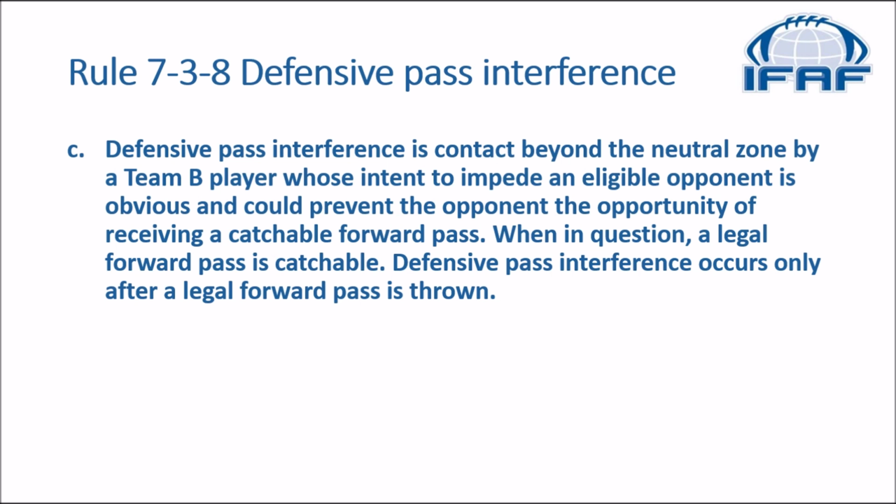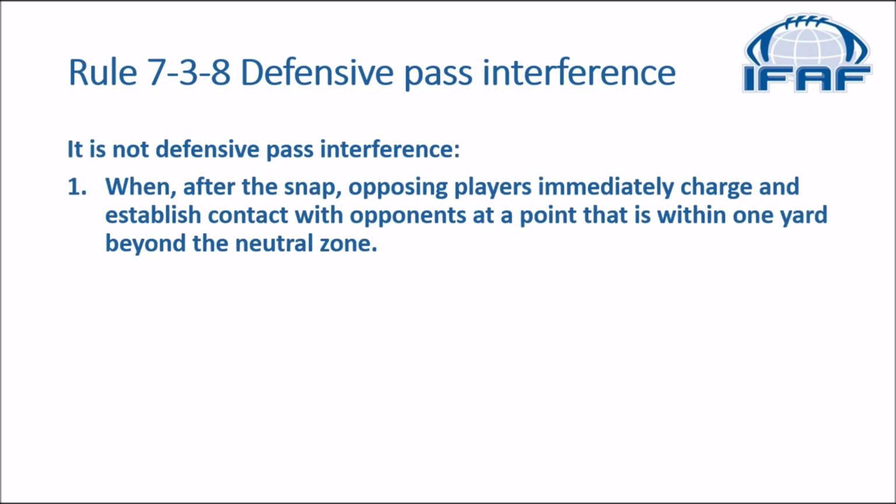When in question, a legal forward pass is catchable. Defensive pass interference occurs only after a legal forward pass is thrown. It is not pass interference 1. When, after the snap, opposing players immediately charge and establish contact with opponents at a point that is within 1 yard beyond the neutral zone.